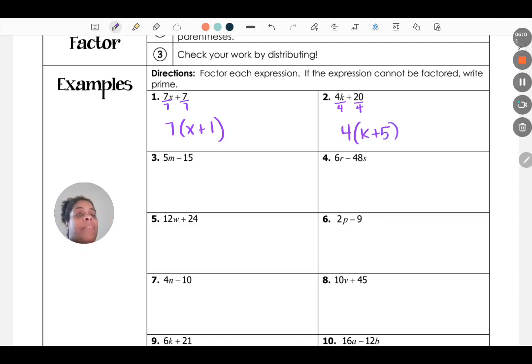Okay? If you want to check your work, you distribute. You do the 4 times k, which is 4k, and then 4 times 5, which is 20, to double check your work. All right, number 3. Now that we kind of understand, hopefully we do by now, we're going to move a little bit faster.